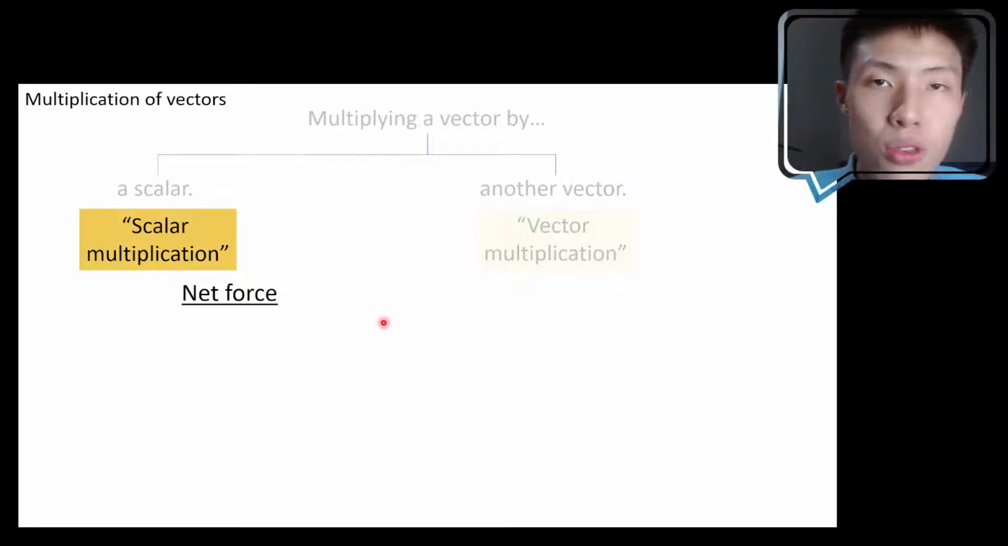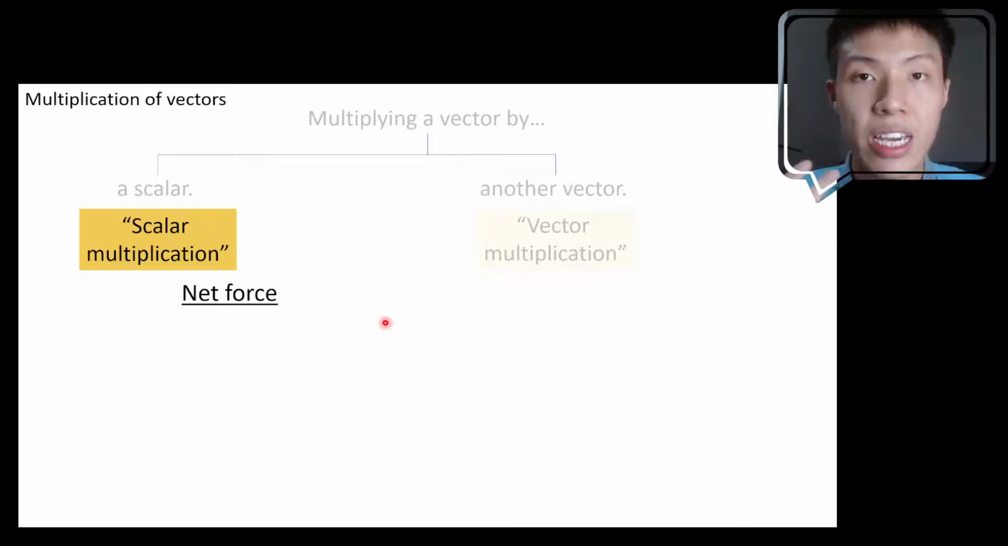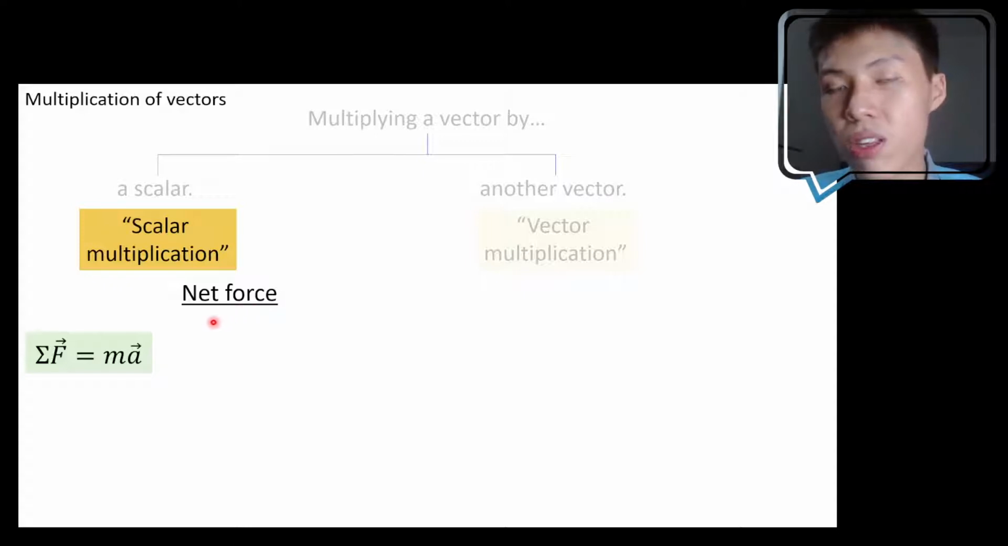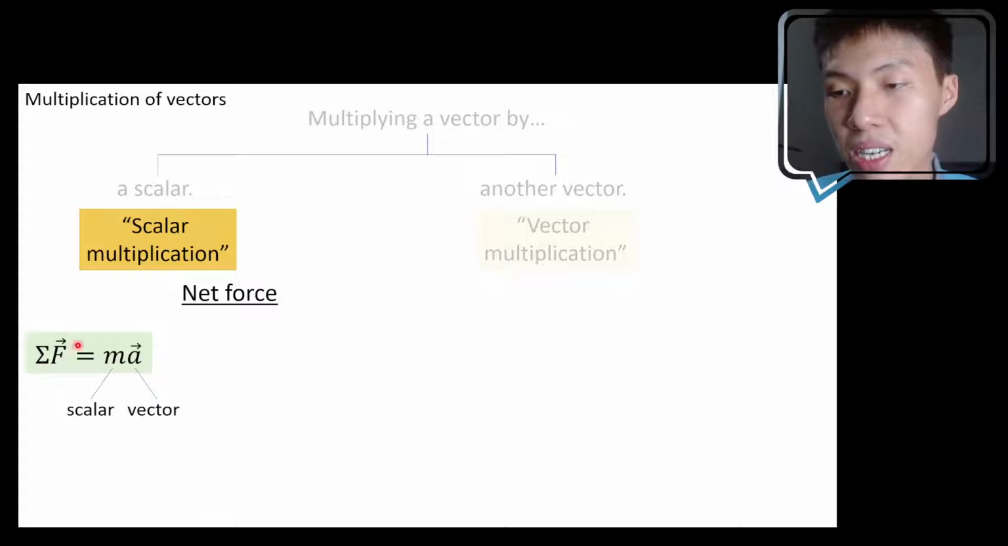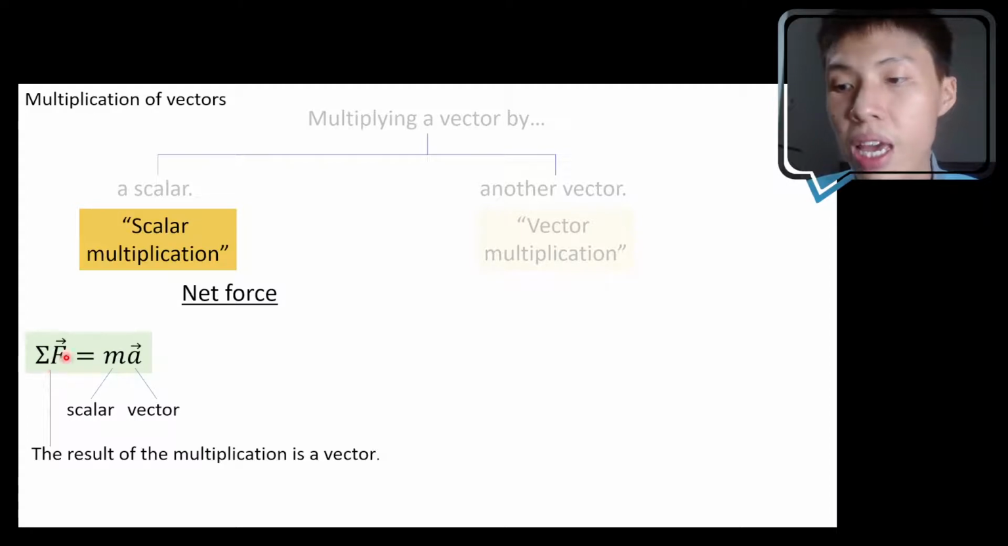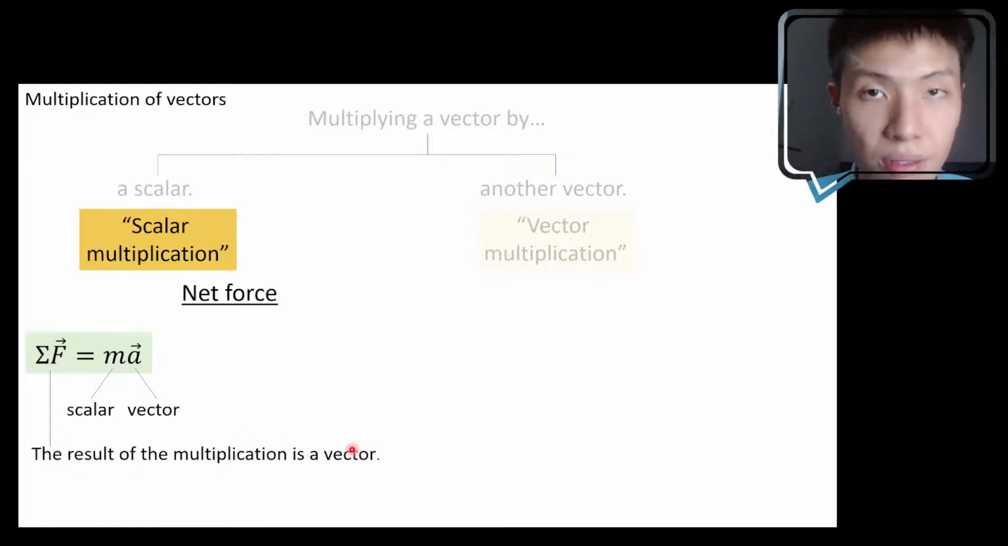So I'm going to give you two examples involving scalar multiplication, and I hope you are able to get an idea what scalar multiplication is and what its characteristics are. Net force is one of the examples that involves scalar multiplication. As you can see here, we have a vector, acceleration, and we multiply it by mass, which is a scalar quantity, and we get the resultant force, or the net force, as the result of the multiplication. Because this net force has a right arrow on top of it, we know that the result of this multiplication is a vector.